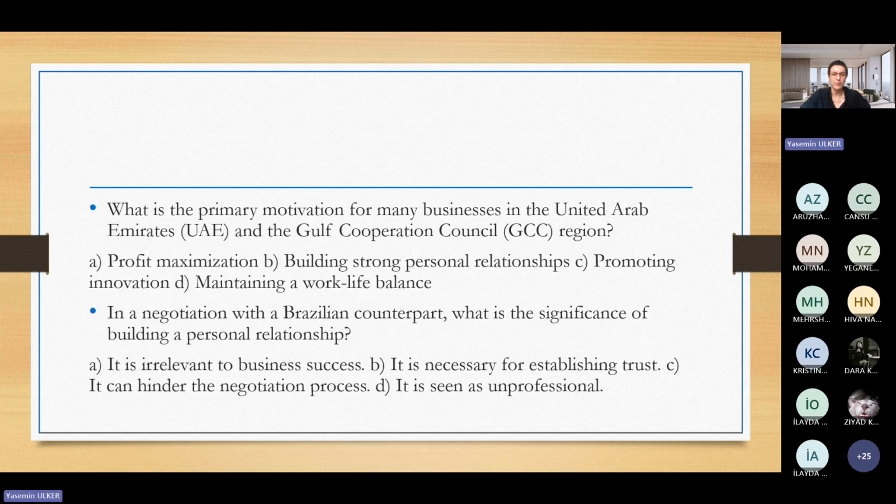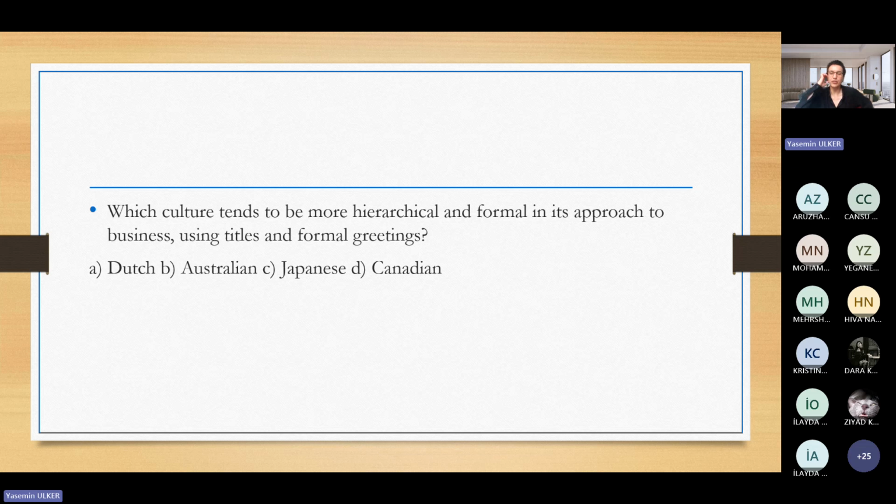Okay. Oh no, wait. In the next slide, we're going to see two different questions. You can answer two of them on the chat box. So I'm opening, 3, 2, 1.